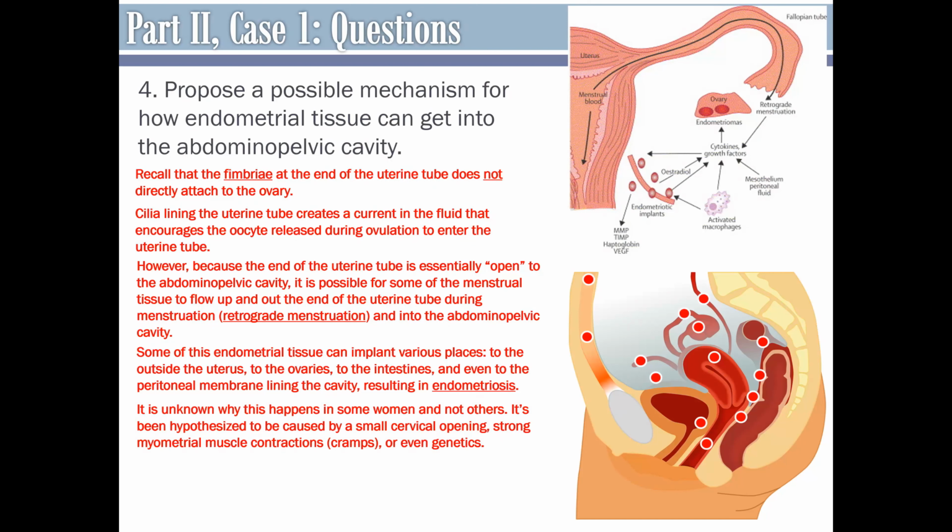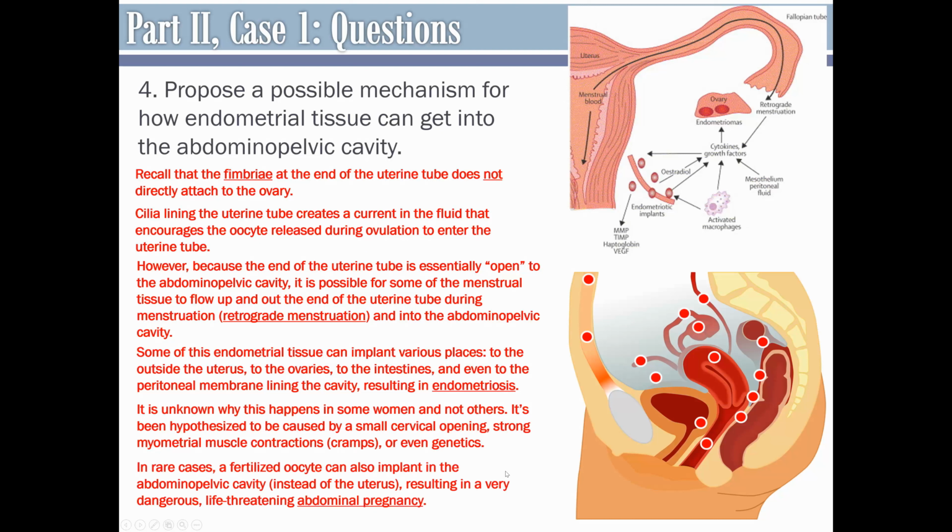And it's unknown why this happens in some women and not others. Some of the hypotheses include having a small cervical opening, which means it's not as easy for the blood to exit, so it's easier for the blood to back up and go out the uterine tube. Having strong myometrial muscle contractions, so if you have extra strong contractions of the myometrium, that could force blood up and back out the uterine tube. And then genetics also seems to play a role.